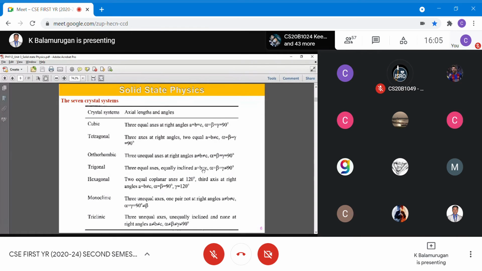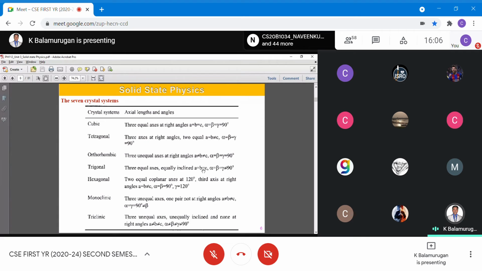Basically, there are 7 different types of crystals, or crystal structures, or crystal systems: cubic, tetragonal, orthorhombic, trigonal, hexagonal, monoclinic, and triclinic. These classifications are made based on the lattice parameters or the lattice constants, how the a, b, c and alpha, beta, gamma are related or fixed. Having fixed values, these classifications are made.